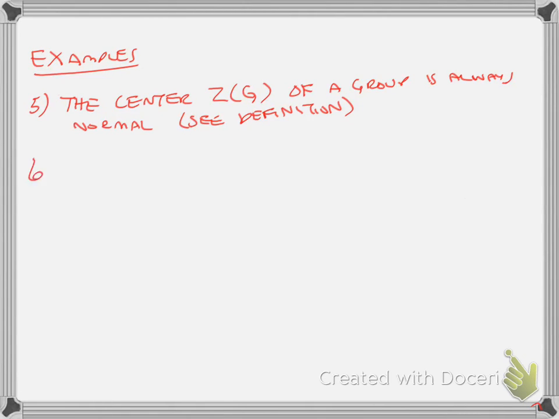And A sub n is a normal subgroup of S sub n. So we talked about it when n is 3, right? We looked at that example, but see if you can prove it in general.